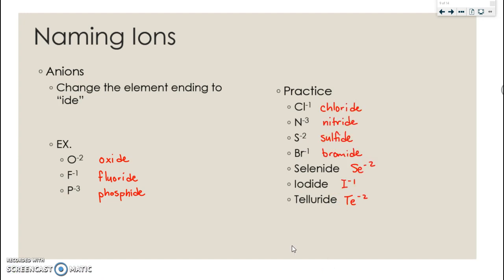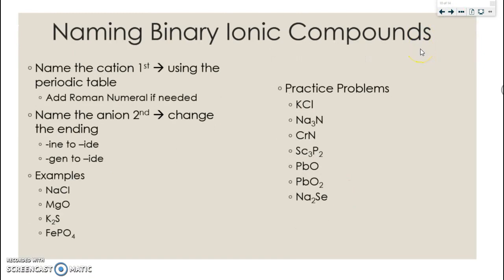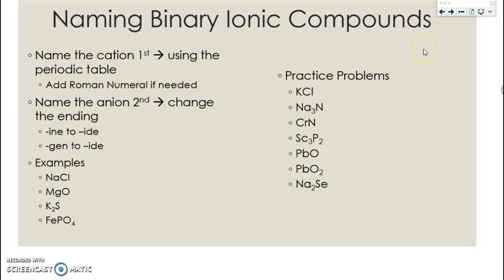Once again, check your answers before we move on. Now, we're going to put them all together. The cation, the metal, is always written first. So when we write the name, it's also named first. We're going to add Roman numerals only if necessary. The anion, we said, changes to -ide. So let's go over these examples.